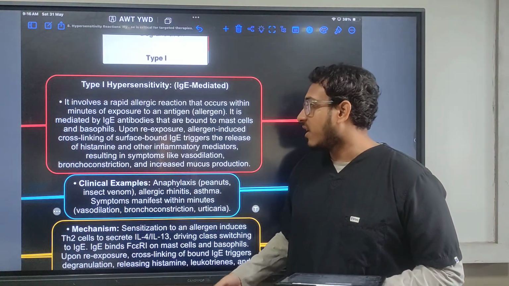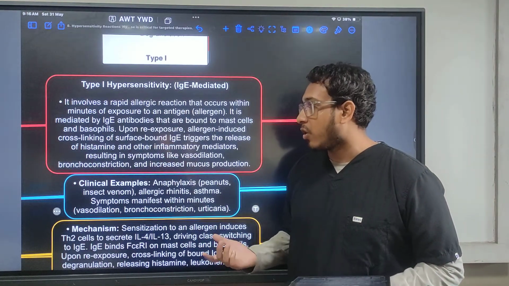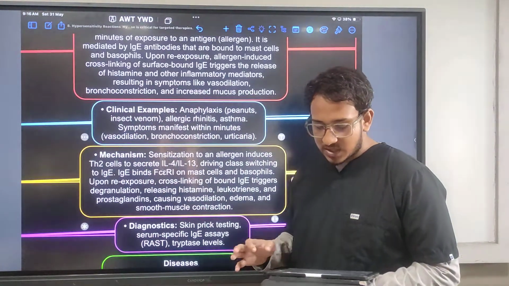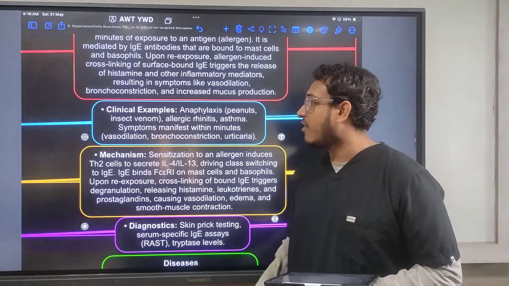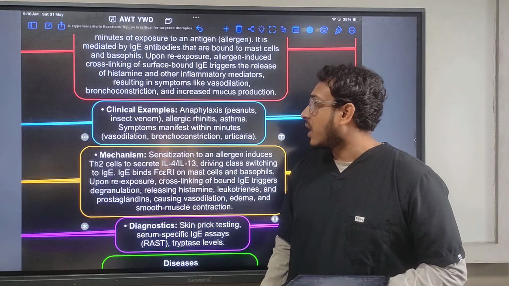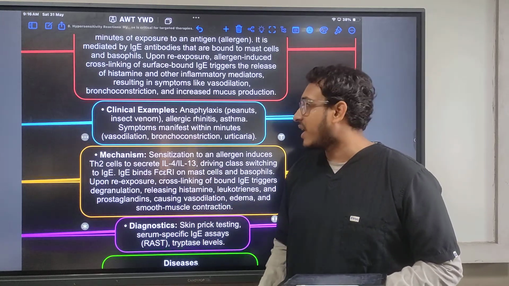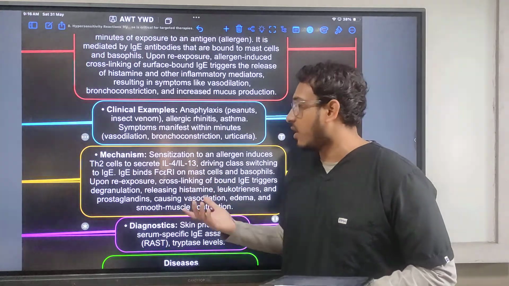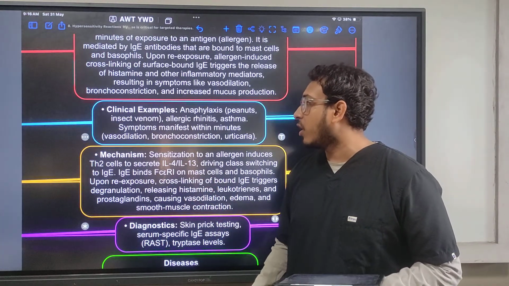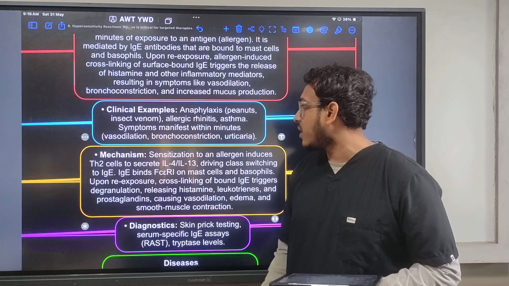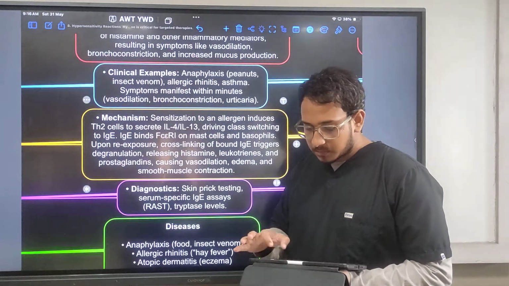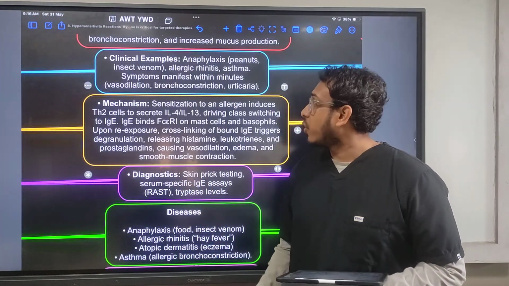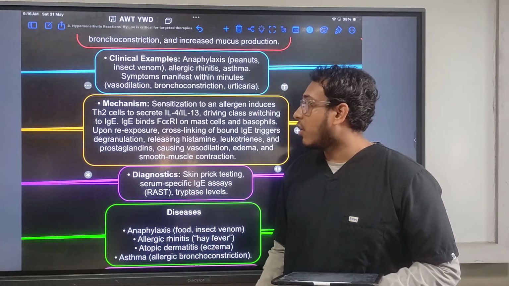hypersensitivity reaction. So this will result in symptoms like vasodilation, bronchoconstriction, and increased mucus production. So clinical examples, as we all know, people have allergy to peanuts and asthma. So these are some of the examples. The symptoms will manifest within a few minutes, and it will lead to vasodilation, bronchoconstriction, and urticaria.